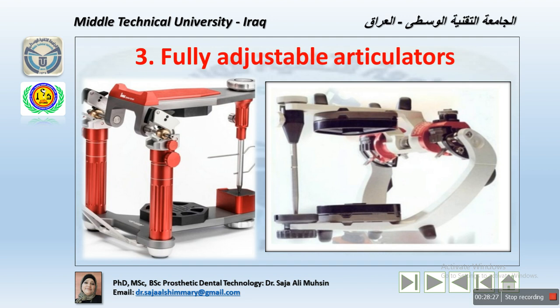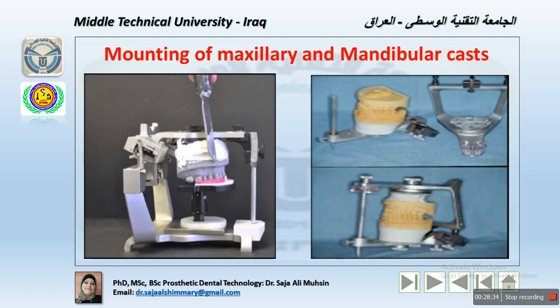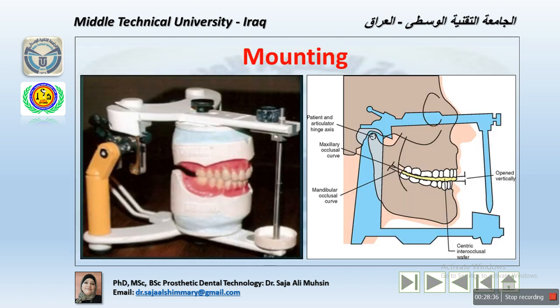So we will move to the way of using the articulator in terms of mounting. Mounting is the procedure of attaching the maxillary and mandibular cast to the articulator in their recorded jaw relation, which is called articulation. So mounting is the procedure of attaching the maxillary and mandibular cast to the articulator, and the attaching of these in a recorded jaw relation is called articulation. Okay.